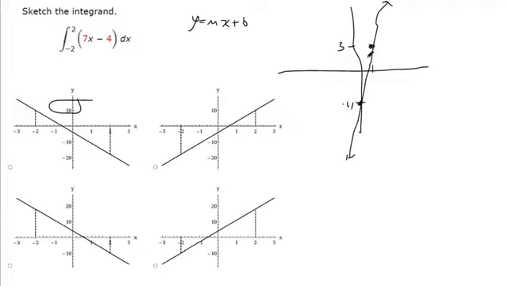We know it should be increasing as we read it from left to right because we have a positive slope, so that rules out this one and rules out this one because those lines are decreasing as we read them left to right. The slope would have to be negative for that. Let's see which one is closer.